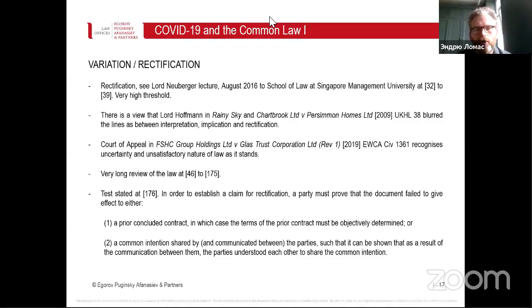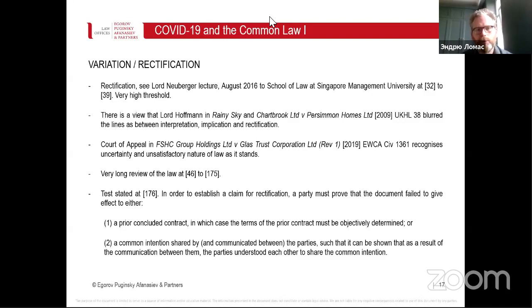What I want to look at is Lord Hoffmann in Chartbrook and Persimmon. And unfortunately, the way things stand is that is House of Lords authority, the highest appellate court. It's binding authority on the courts below. But that hasn't stopped the Court of Appeal very recently, in this case FSHC, recognizing that the law as it stands on rectification is uncertain and unsatisfactory. And again, I would commend to anyone who is interested in taking the study of this further, there is an incredibly long and scholarly review of the history of the law of rectification at paragraphs 46 to 175. And again, you'll be relieved on a Friday evening that I don't propose to read that out verbatim here.